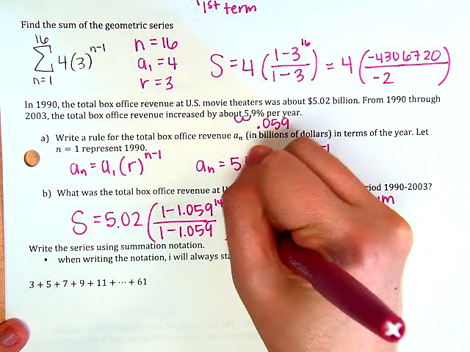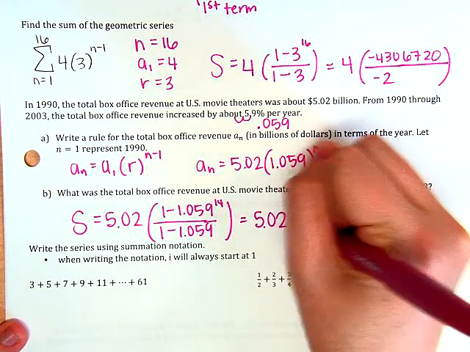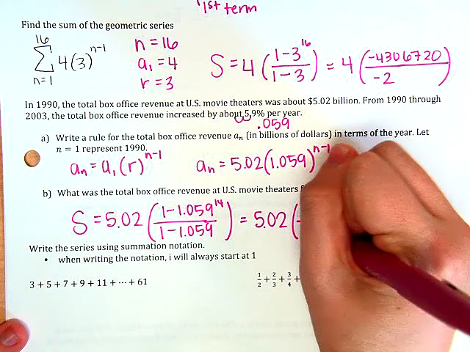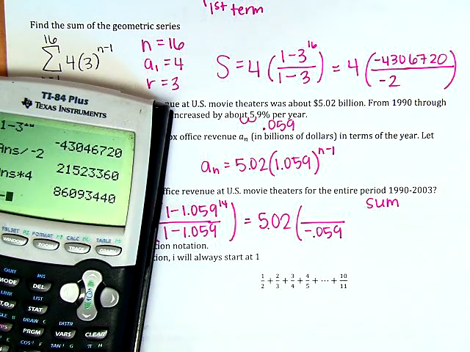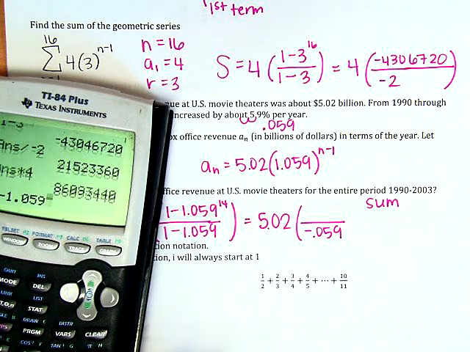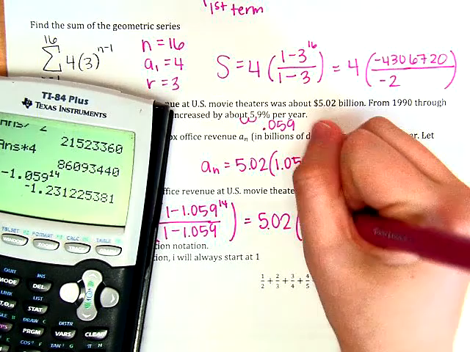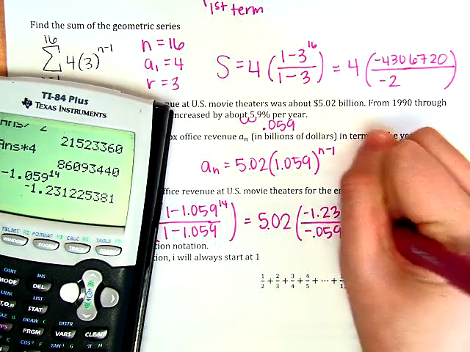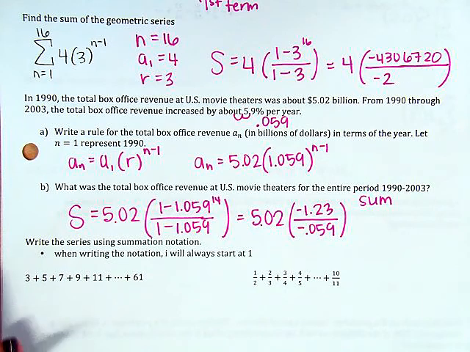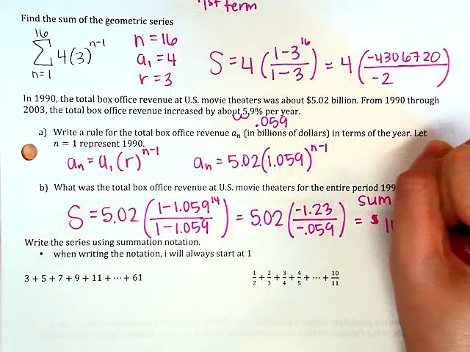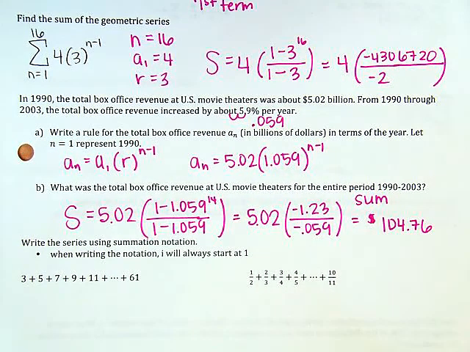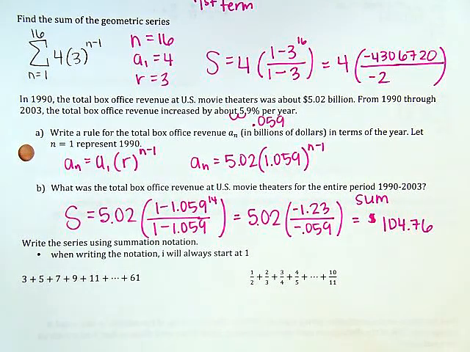So again, I'm going to do 5.02, and then on the bottom, I know that's negative 0.059, and I just got to do the top. 1 minus 1.059 to the power of 14 is negative 1.23, about. Divide that by negative 0.059, multiply by 5.02, and I get my total revenue is 104.76 billion. That's a lot of money.